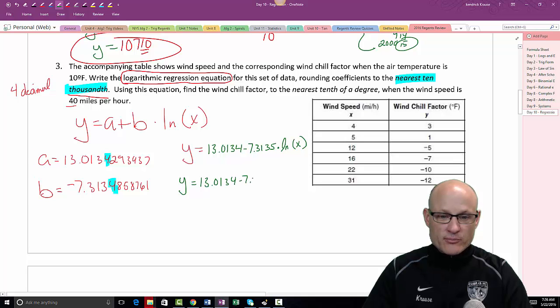13.0134 minus 7.3135 times the natural log of 40. Not 90, 40. Now, if I had to estimate, I'm looking at 40, probably going to be somewhere around, let's see, that went 10, it only went 2, so another 10. I'm going to guess maybe negative 14, maybe.